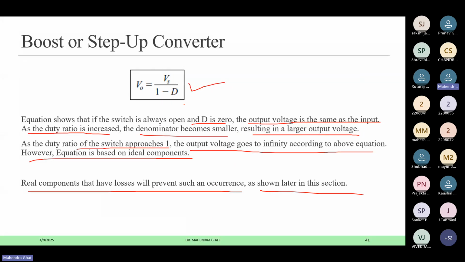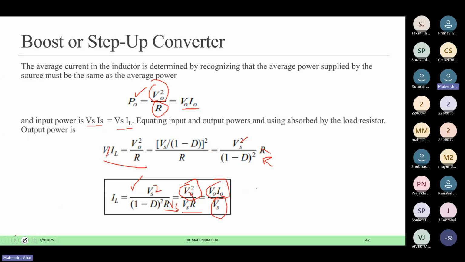So just write down these equations again. VO is equal to Vs divided by 1 minus D. Then the other equations: you can directly write the IL equation. IL is nothing but Vs divided by 1 minus D square into R, or VO square by Vs R, or VO IO divided by Vs.